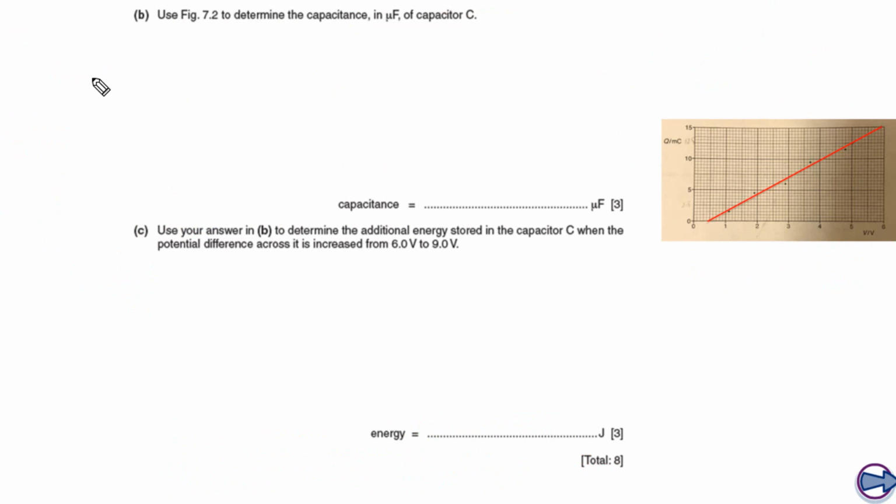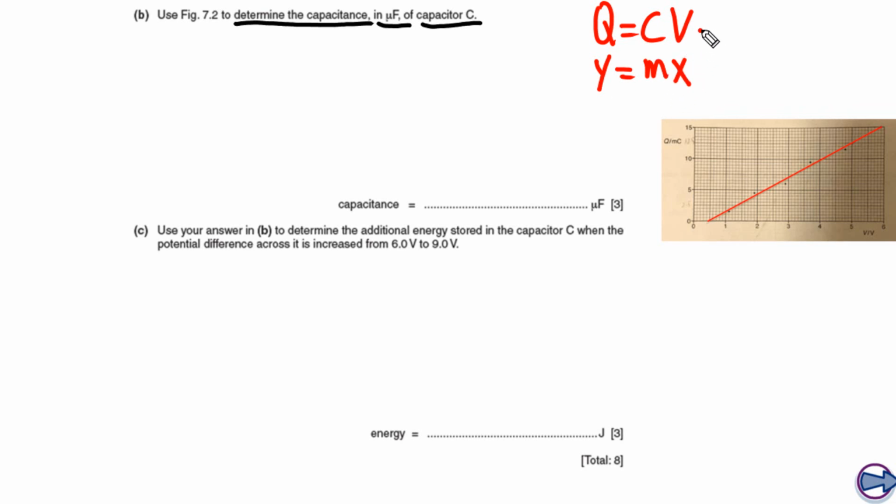For part B, we simply need to determine the capacitance in microfarad of capacitor C. How can we determine the capacitance if the graph is given to us like this? Again, we need to understand that Q is equal to CV, and this is true when there is no systematic error. So we can also write y equals mx. This is the straight line equation.